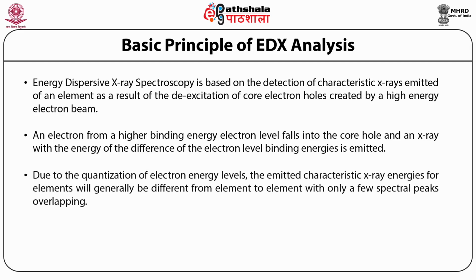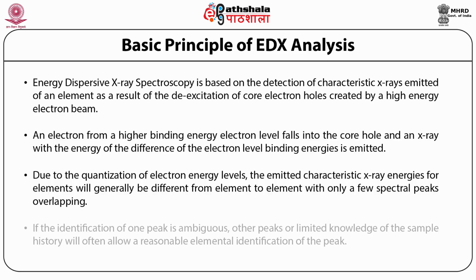Due to the quantization of electron energy levels, the emitted characteristic X-ray energies will generally be different from element to element, with only a few spectral peaks overlapping. If the identification of one peak is ambiguous, other peaks or limited knowledge of the sample history will often allow a reasonable element identification of the peak.